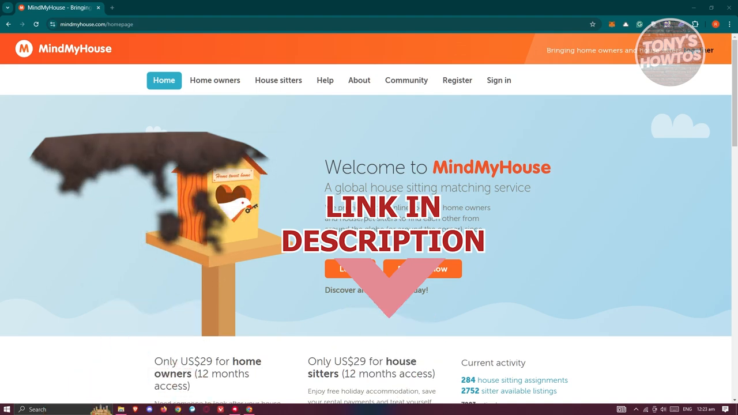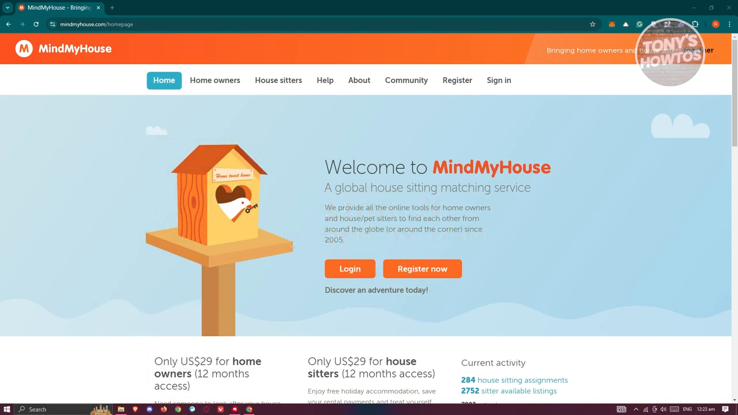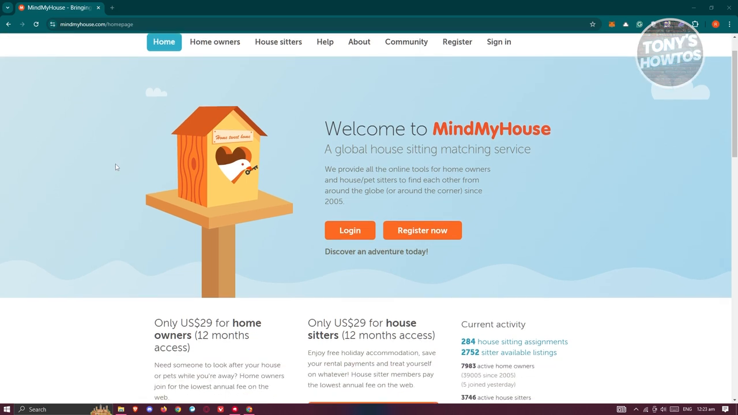So let's get started. Now, in this case, what is Mind My House? Mind My House is a platform where you can find house sitting gigs. Homeowners who are going away need someone to look after their property, and you can offer your services as a house sitter. So it's a great way for you to get free accommodation while you're traveling or working remotely. Plus, you can potentially earn money by charging for your house sitting services.